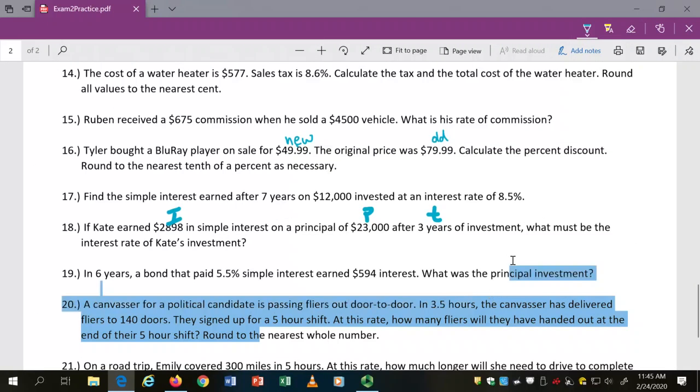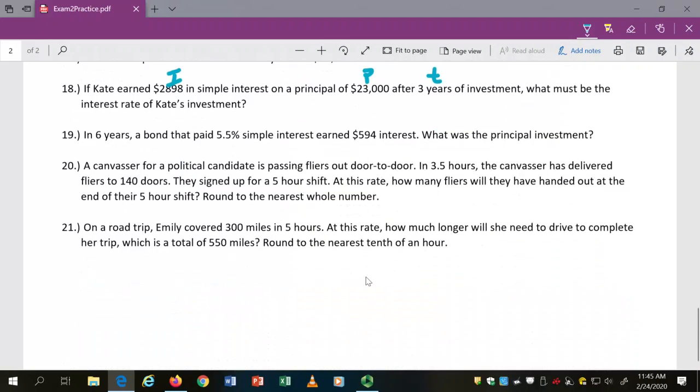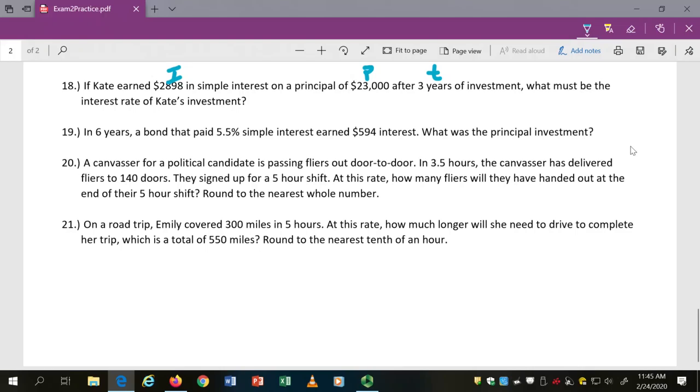Let's go. You said which one? 21. Okay. Oh yeah, so then we got into proportional equations, applications of proportional equations. So this one's a road trip. 300 miles in 5 hours. How much longer does she need to drive to complete her trip, which is a total of 550 miles?